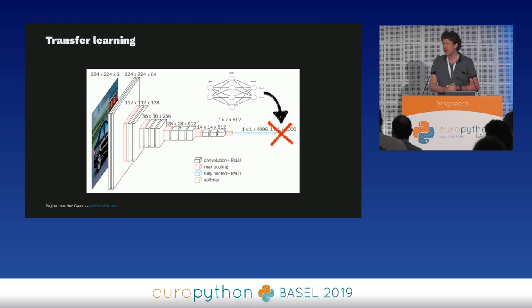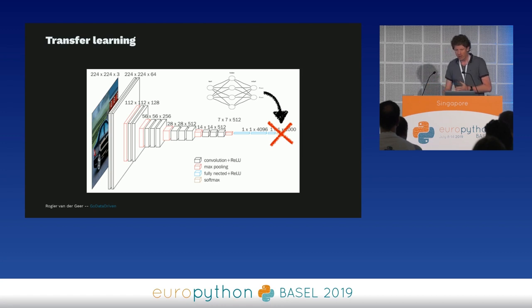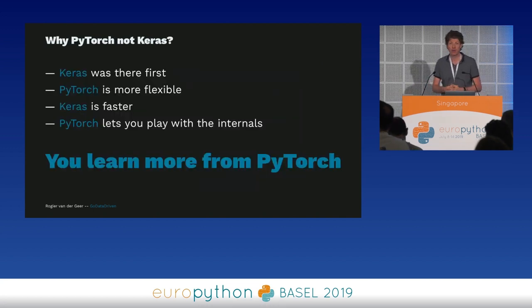So now you know how to train your own image classifier, right? Well, let's have a look at the code. But before that, you might ask me the question, why did he choose PyTorch and not Keras? Because you may have heard of Keras as well. Keras is also a library that allows you to do neural networks. But you could say Keras is there first, or PyTorch is more flexible. You could say Keras is faster, which might sound very important. But the main thing that I think is important is that PyTorch lets you play with the internals. Basically, that means that you get to tweak the neural networks and not just import them and use them, so that you learn more from PyTorch. That was the main reason that I chose to use PyTorch.